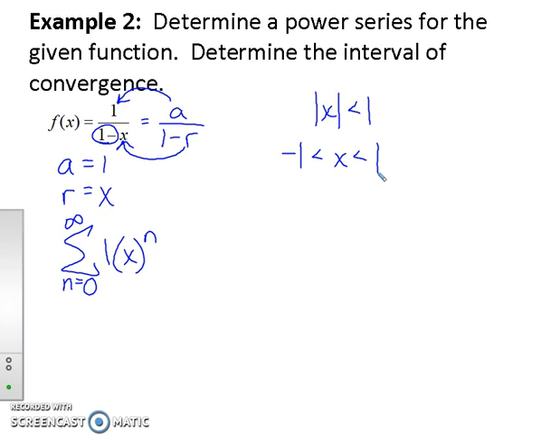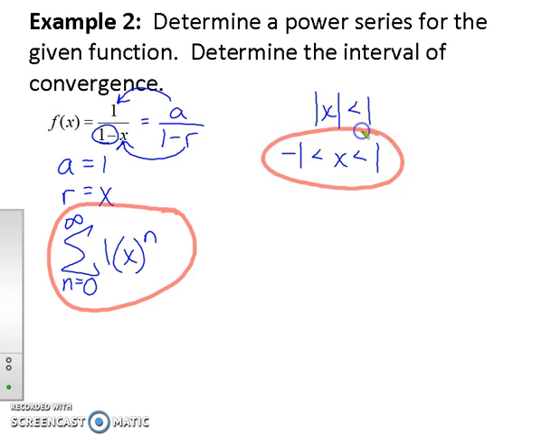Now I'll go ahead and tell you for the sake of time, if you check your two endpoints of -1 and +1, they create -1 to the n and +1 to the n, which we saw in the last example would be geometric series that diverge. So we don't actually include them in our interval of convergence there. So the power series itself is this, and then here's your interval of convergence.